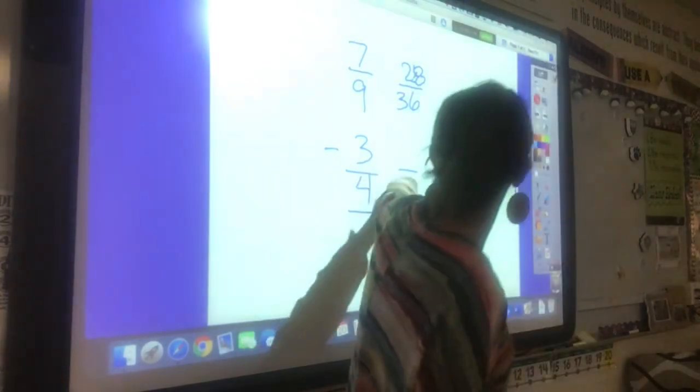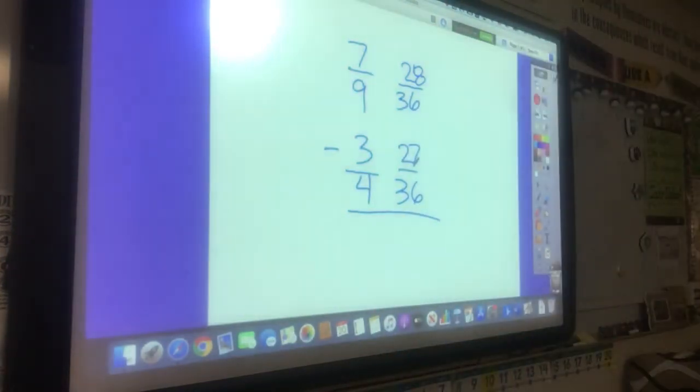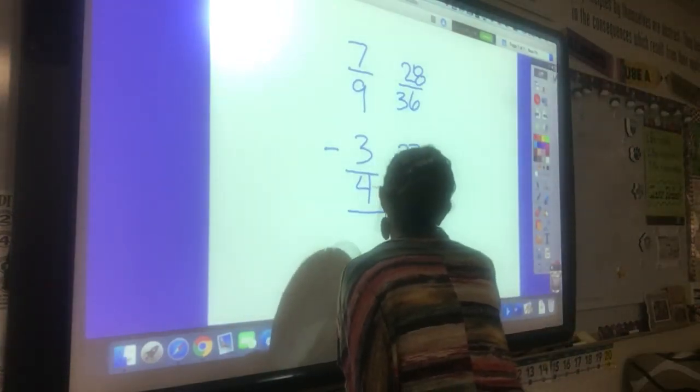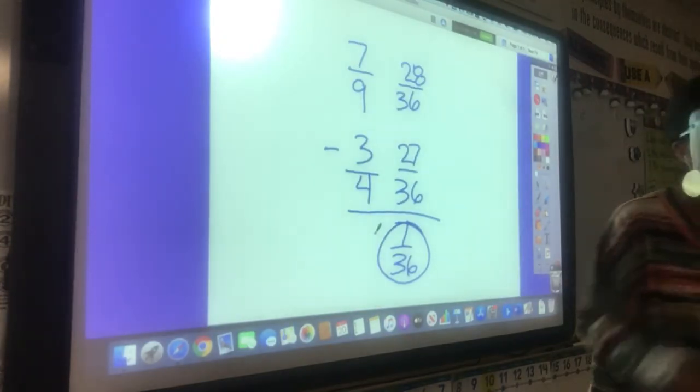What am I missing up here? Okay, and this actually is weirdly the same thing as last time. The top number is one more than the bottom. So it's 28 minus 27, and it's over 36. 1/36. Okay? So just taking a whole bunch of stuff we've done and putting it all together.